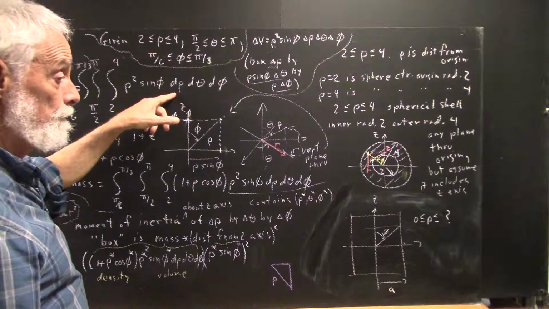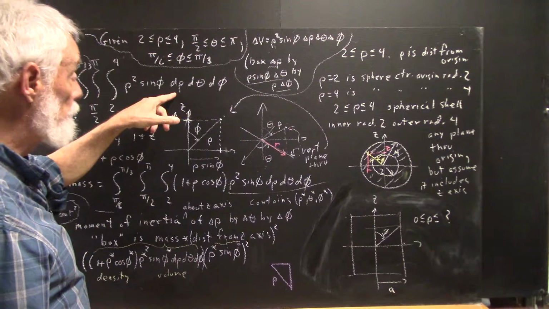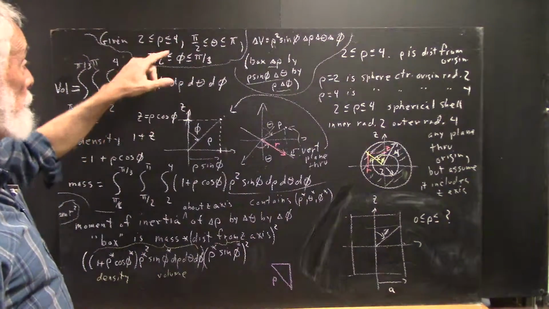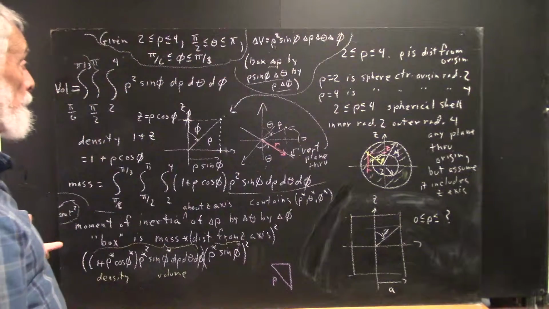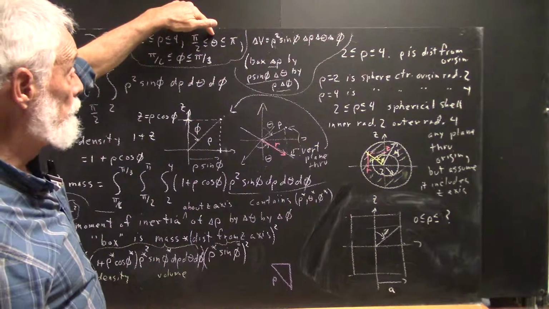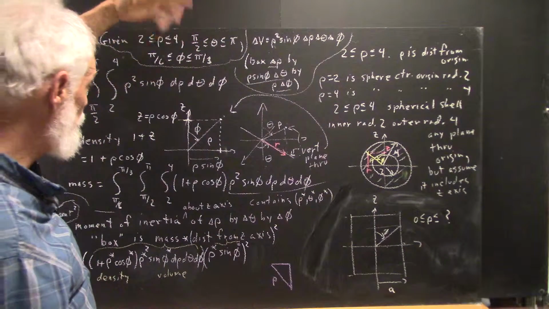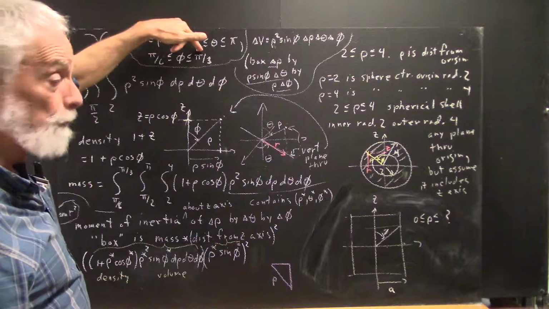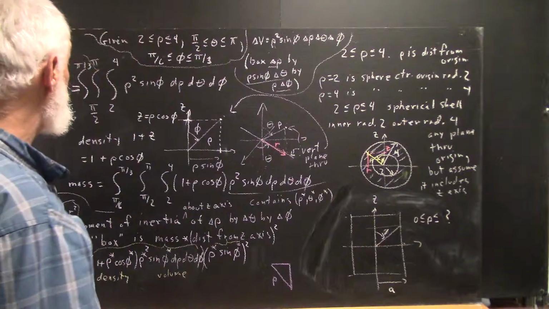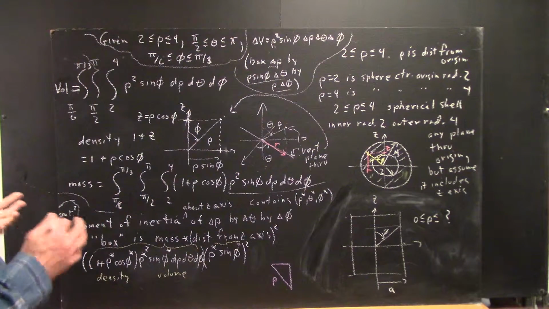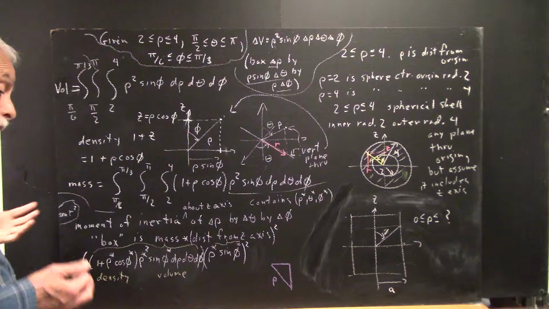The constraints on rho, the limits on rho, don't depend on theta or phi. Okay? Limits of theta, pi over 2 to pi, they don't depend on rho or phi. Limits on phi don't depend on rho or theta. So that we can do this integral in any order we want.